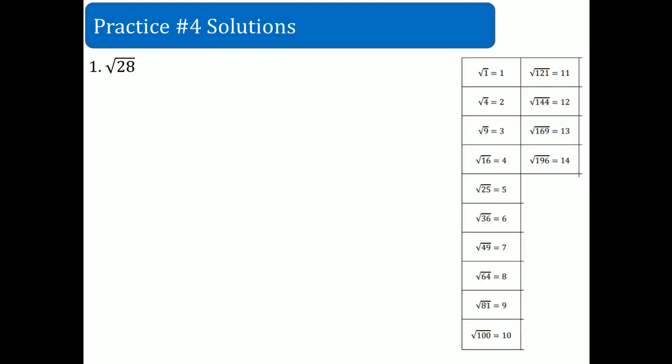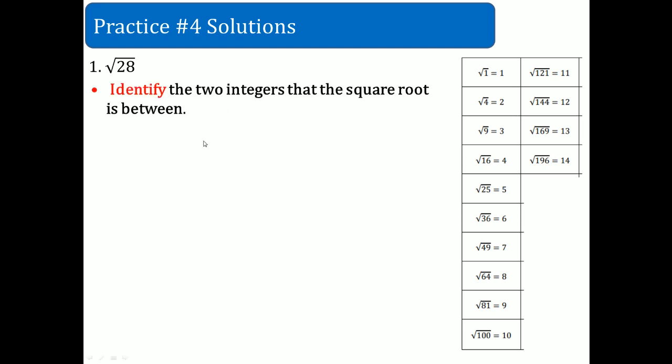Alright, let's see number 1. On my right hand side, I have my list of my perfect squares up to 15. Number 1, it is the square root of 28. Our first step is to identify the two square roots that it is in between. So 28 looks like it is in between 25 and 36.